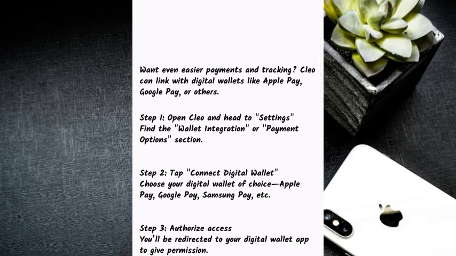First step is to open Cleo and head to settings. Find the wallet integration or payments options section. Next, you can connect digital wallets. So choose your digital wallet of choice. That could be Apple Pay, Google Pay, Samsung Pay, whatever it is. Go ahead and tap that.